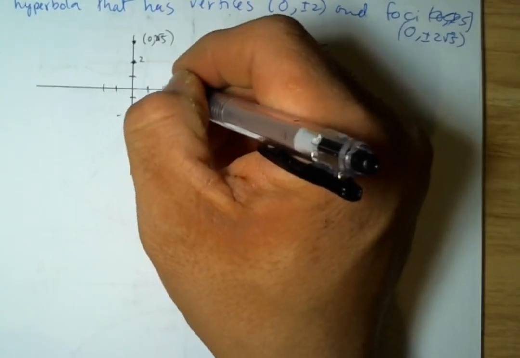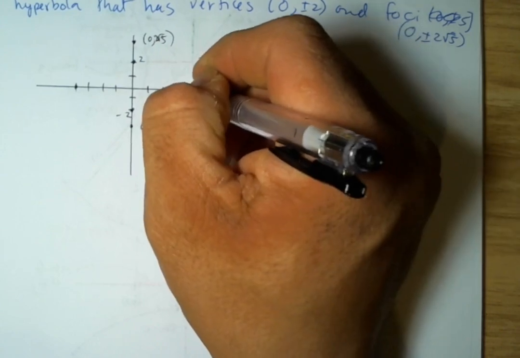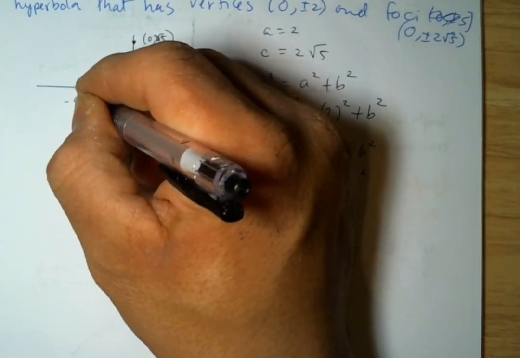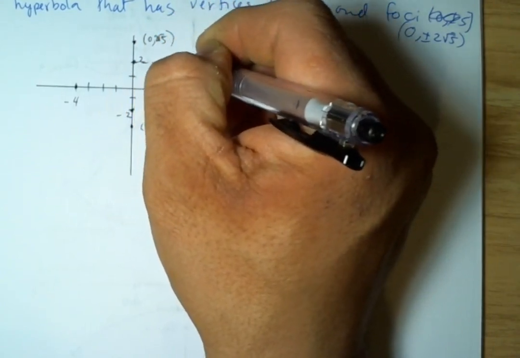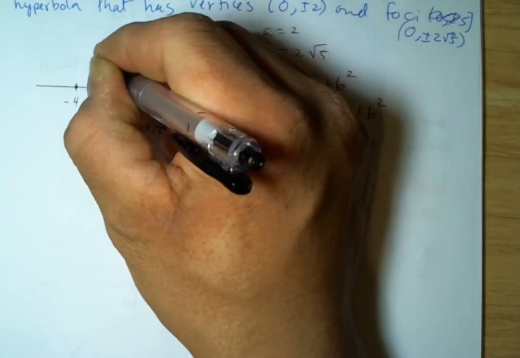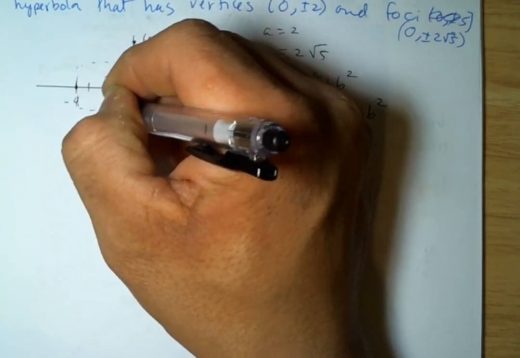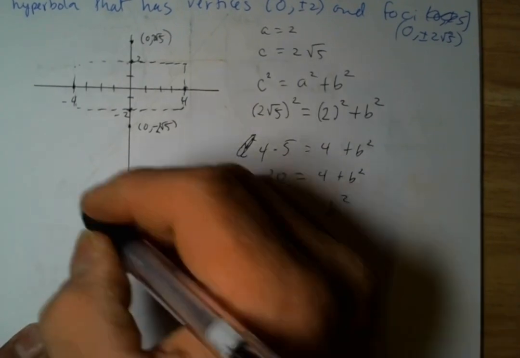Which means we have 1, 2, 3, 4. We have our co-vertices here, at 4. And notice in this case that b is larger, even though it is not the transverse axis. Okay, and I think here we have the equation.